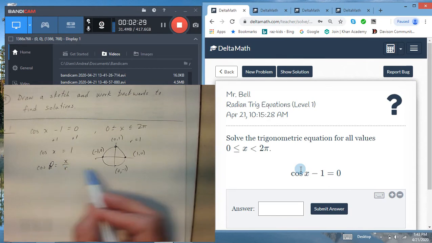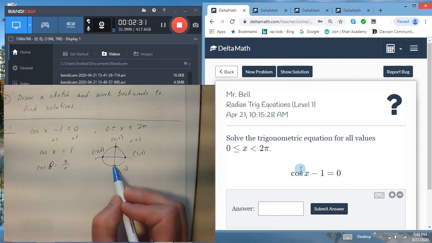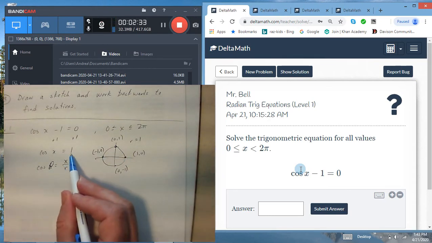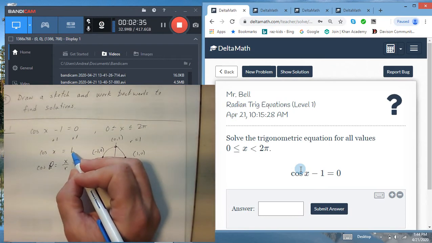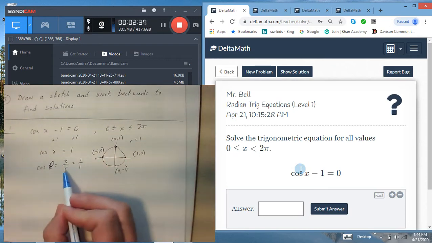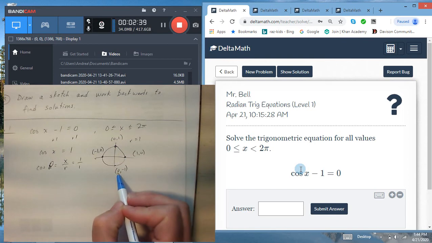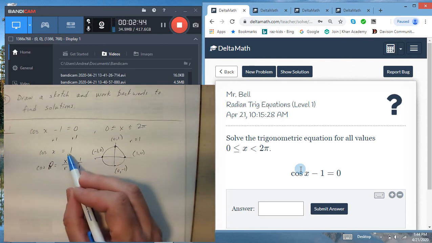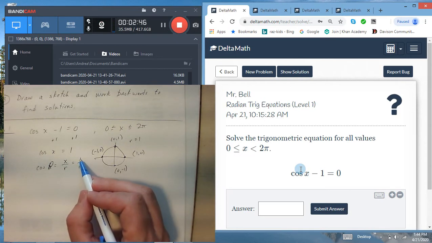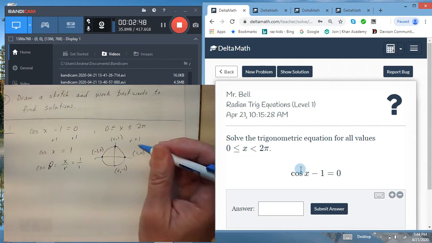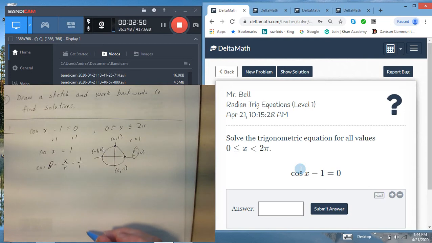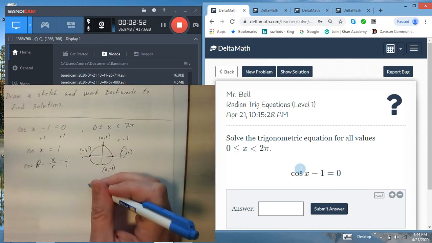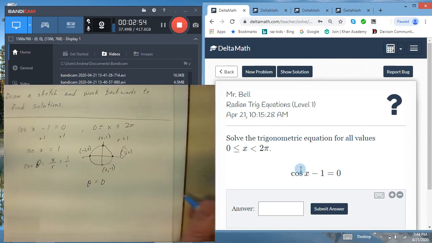Which of these spots would produce a value of 1? Well, I'm going to need an x value of 1 and an r value of 1, right? These x values of 0 clearly won't work, and negative 1 won't work either because I'm looking for a positive 1. So which of these coordinates has the x value of positive 1? There it is. So simply put, our answer is going to be theta equals 0.